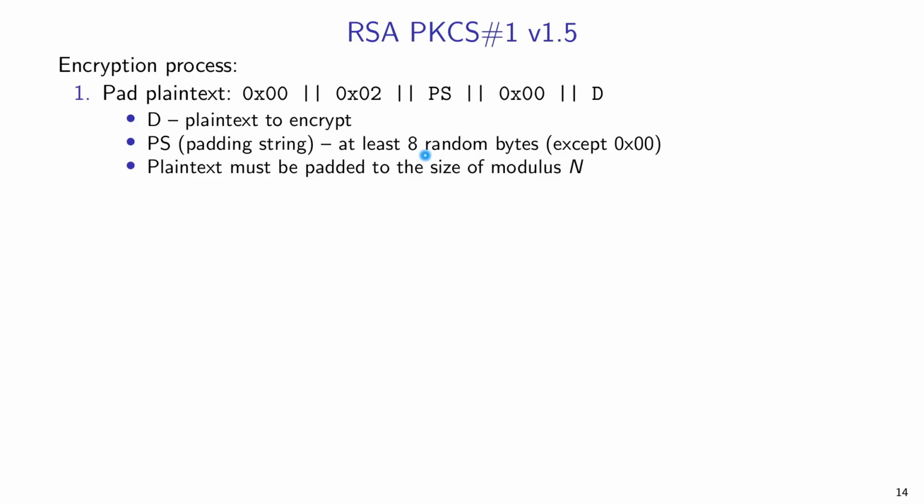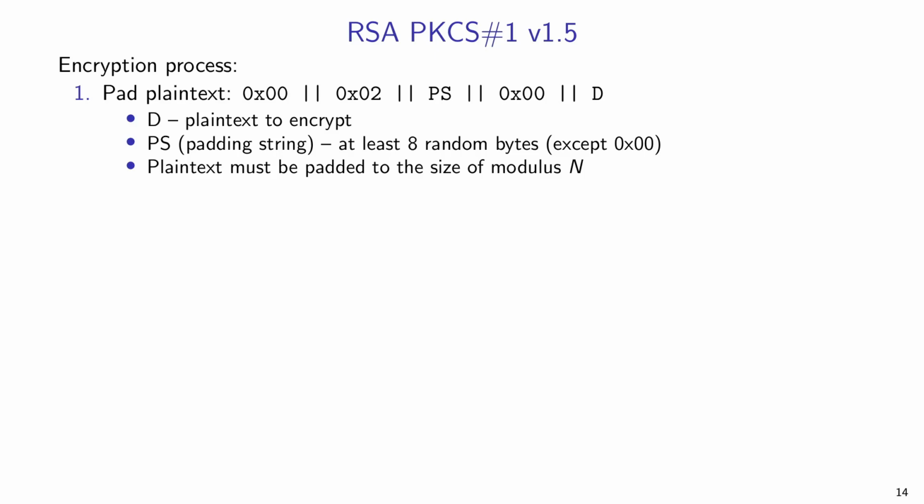Now, this requirement of random padding is crucial for security. What do you think? Why is it crucial for the security of RSA encryption to have at least 8 random bytes in the padding? What if we used fixed padding here? Would this create a security issue?